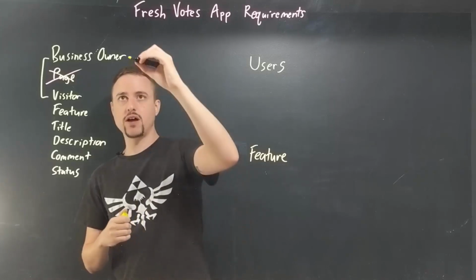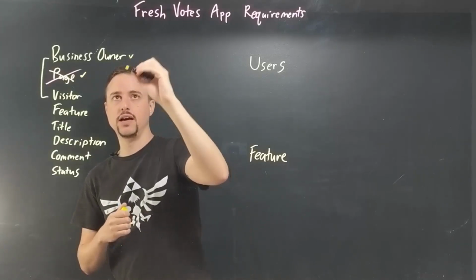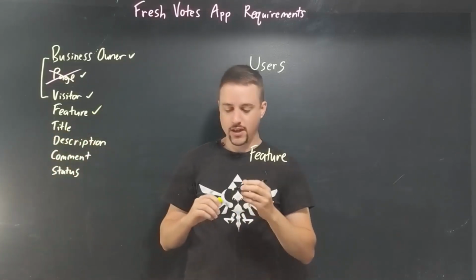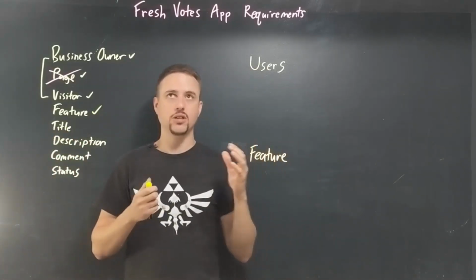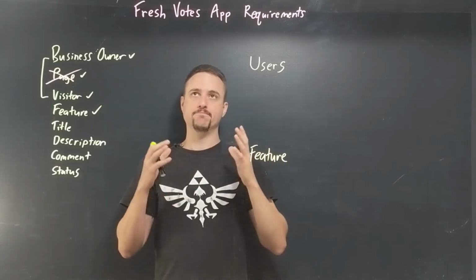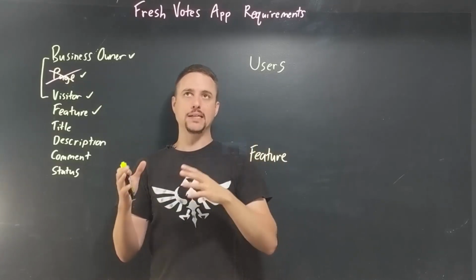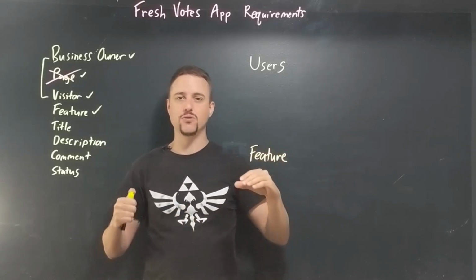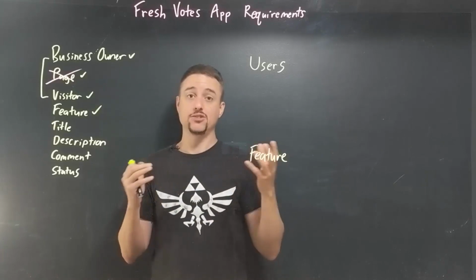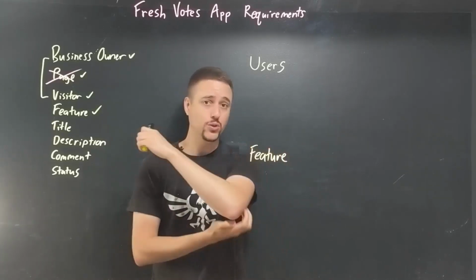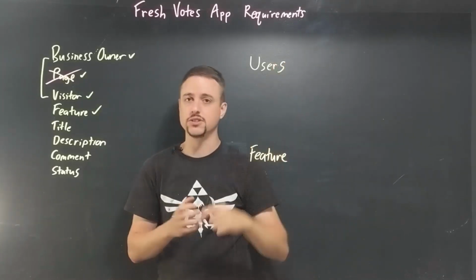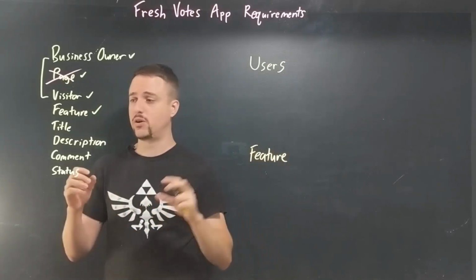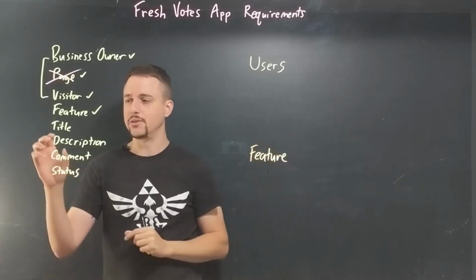Okay, so we've covered business owner, we've covered page in terms of processing it, we've covered visitor, we've covered feature. So now title and description. This is where I'm getting into the concept of properties versus tables. Because feature is so critical, it is going to be its own table. It is the heart and soul of this entire thing, other than users. So that makes sense to be its own database entity, database table.